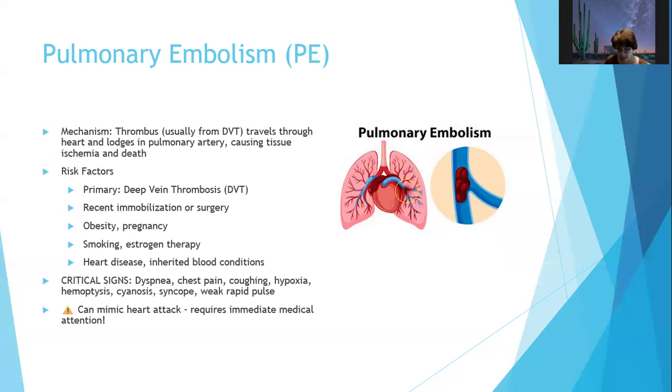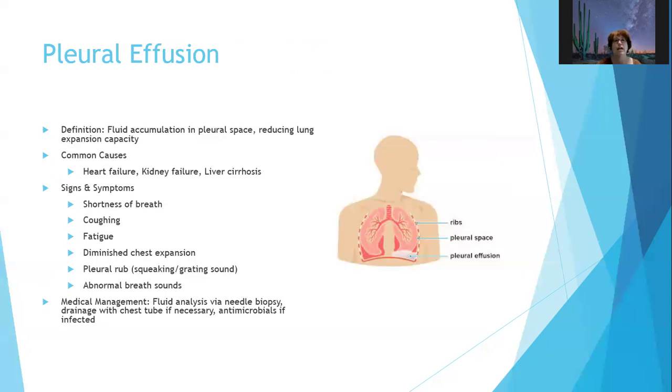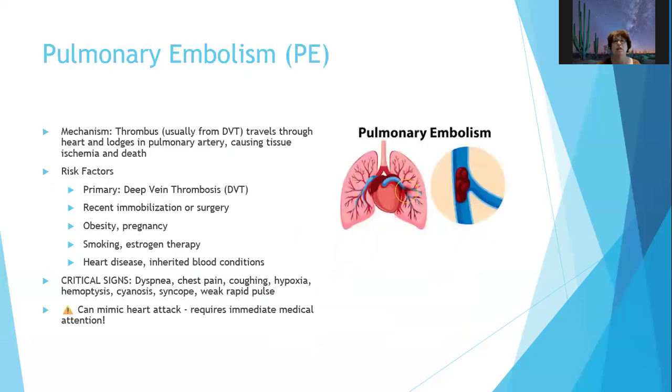Pulmonary embolisms are interesting. With pleural effusion and atelectasis, you're going to see those in the hospital. Pulmonary embolism, you might have somebody coming into your outpatient clinic post-surgically, and they have a DVT, usually, that travels through the heart and lodges in the pulmonary artery, causing tissue ischemia and death. So they might have sort of vague symptoms at first.